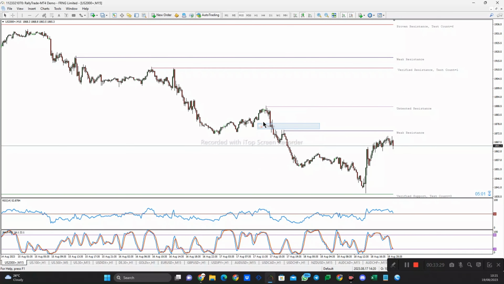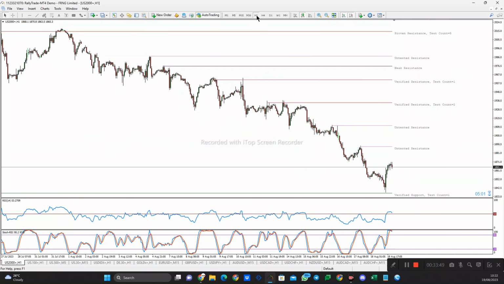Some of us might prefer to draw manual resistance and support. If that is you, fine. But for me, I already have a support and resistance indicator, and so I use that. So I use support and resistance indicator, number one. Number two, I use trend lines. Right? I use trend lines.